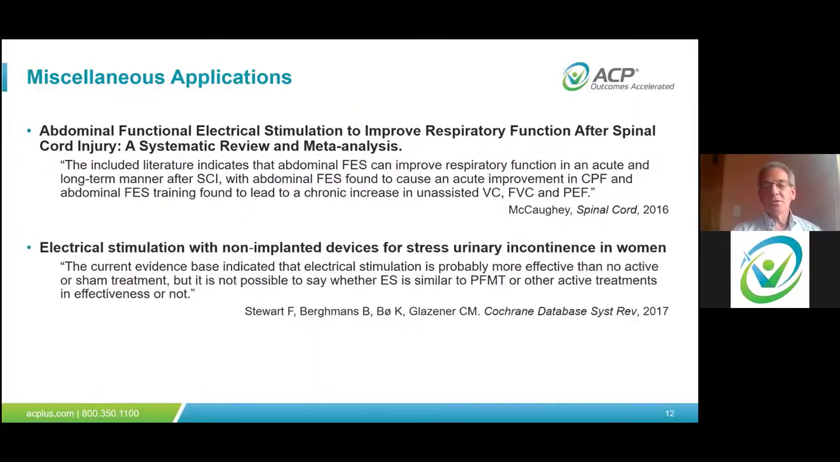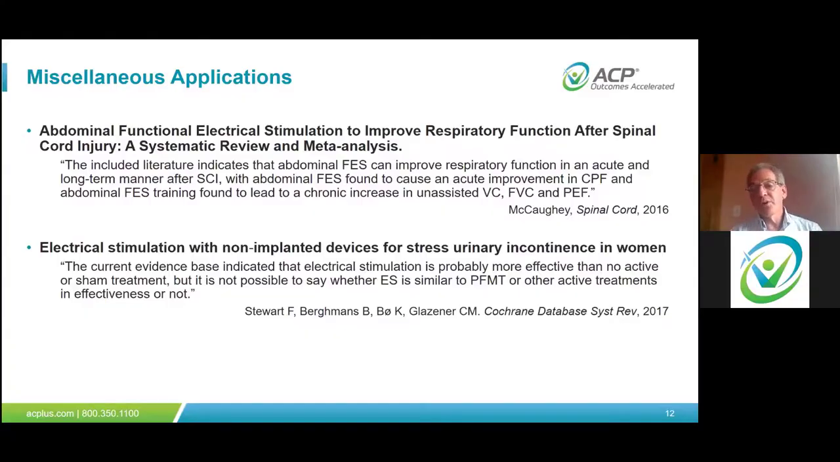One is being able to use functional electrical stimulation to help improve respiratory function. And for this, we have a much narrower spectrum of research. Specifically, it was looking at stimulation of the abdominal muscles for patients, again, with spinal cord injury, and specifically patients with tetraplegia. So it was patients who had impaired respiratory function secondary to their paralysis. And it was looking at both acute and chronic effects of FES, and specifically in the acute case, they were looking at whether the FES could help facilitate their respiratory status.